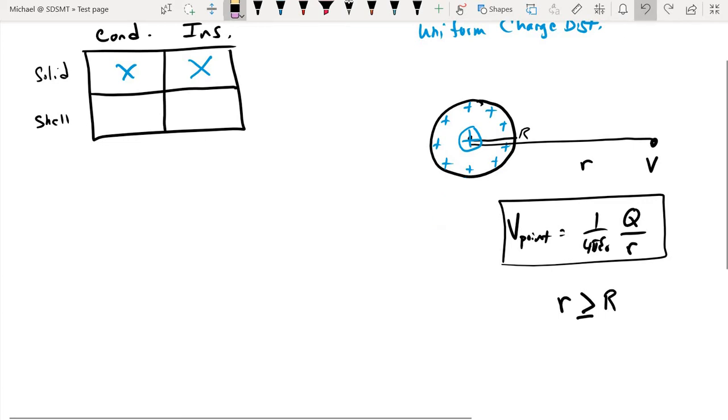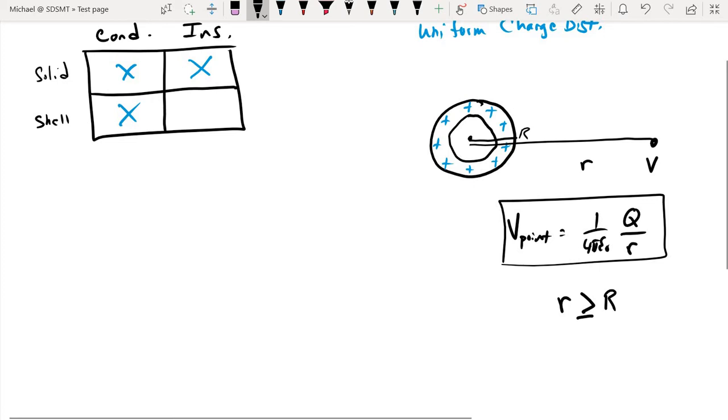Let's see what happens when we try a conducting shell. So now for a conducting shell, we have this empty region inside of the sphere, but for a conductor, all the charge is at the surface.